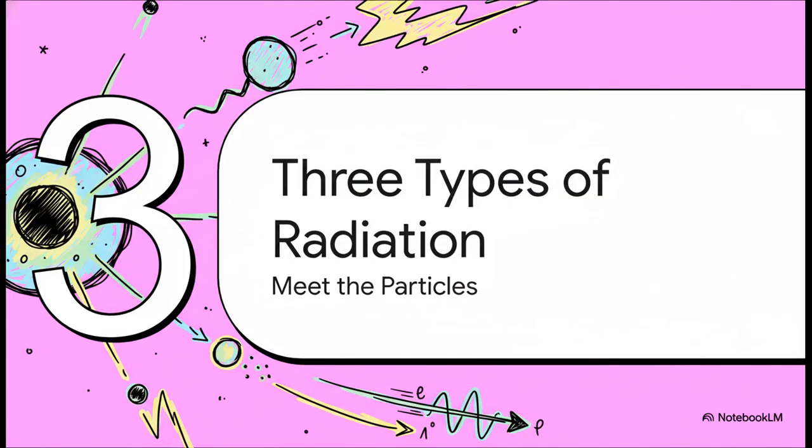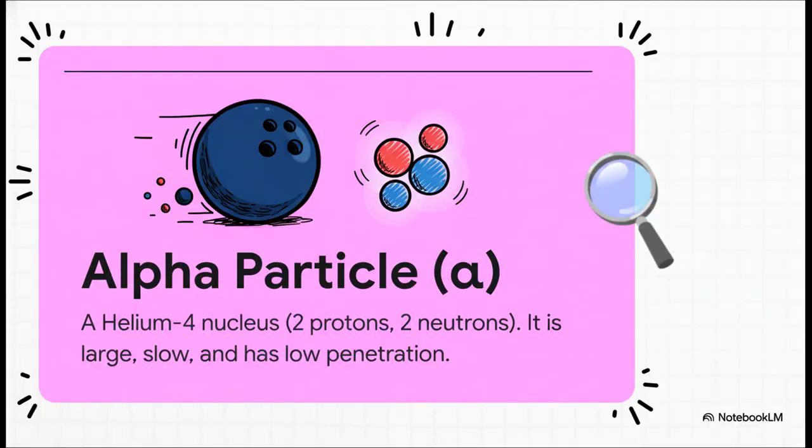Each of these types of radiation has a totally unique personality, a different size, a different speed, and a different way of interacting with the world around it. So let's meet them one by one. First up, we've got the alpha particle. I like to think of this one as the bowling ball. It's this heavy, chunky particle, basically a helium nucleus with 2 protons and 2 neutrons. It's big, it's powerful, but as we're about to see, it runs out of steam really, really quickly.